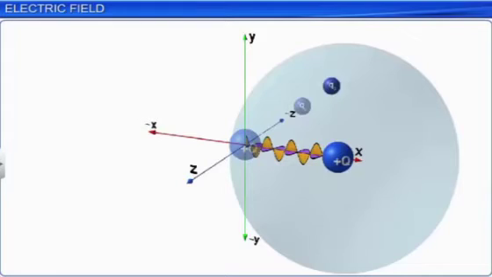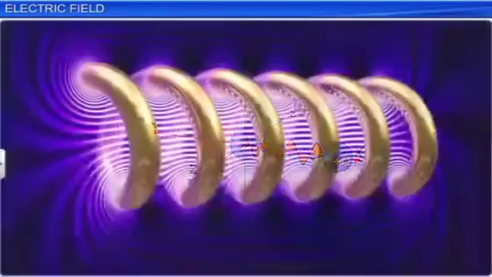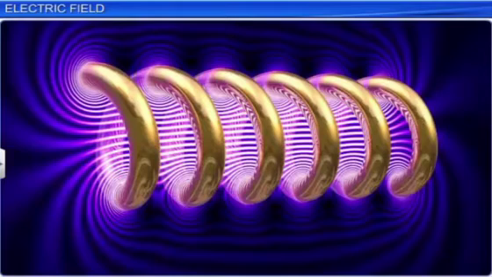For example, electric current applied to a solenoid creates an electromagnetic field around it.